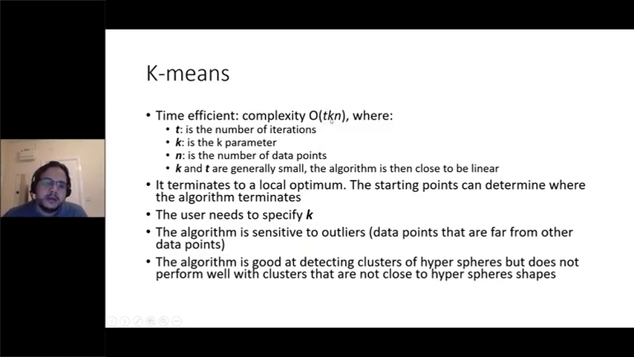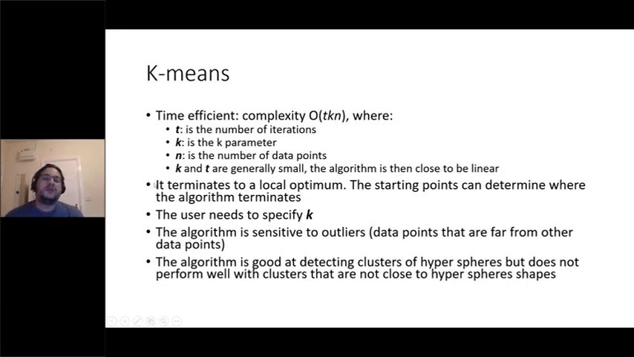K, the number of features. Sorry, no, K, the number of clusters, and the number of data points. Of course, the number of features is also important. And generally, K and T are small. So the algorithm is close to bilinear. It's considered a fast algorithm. In practice, it doesn't take a lot of time to converge and find the clusters.